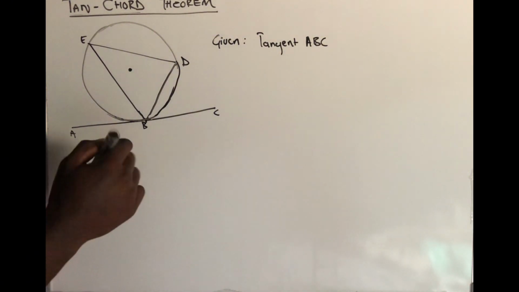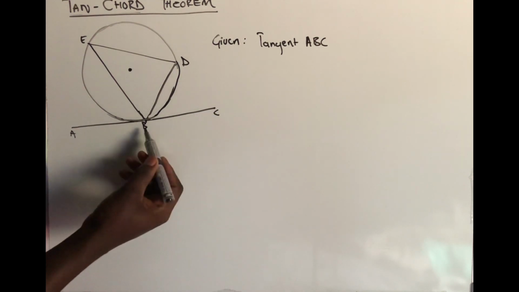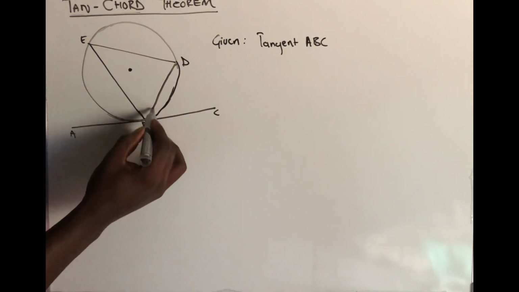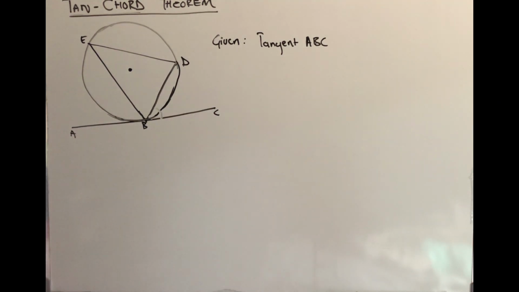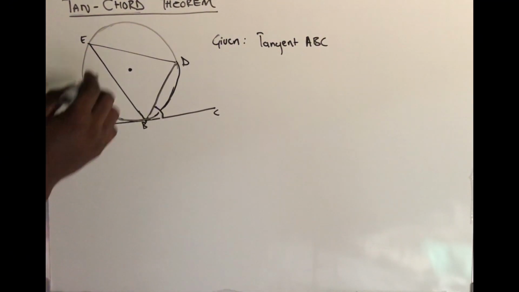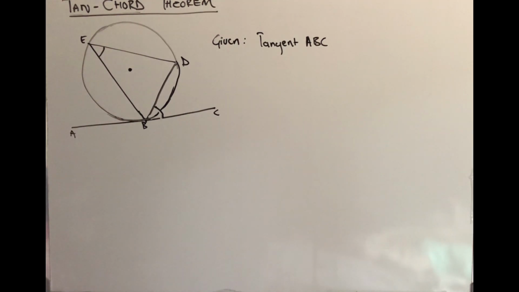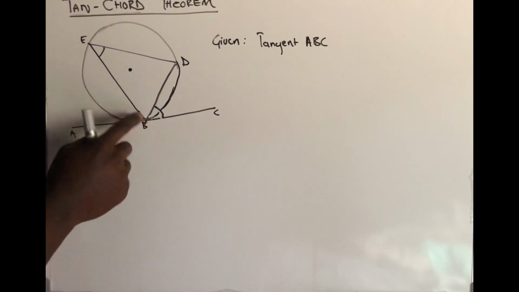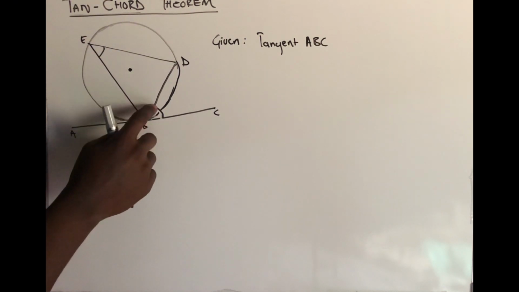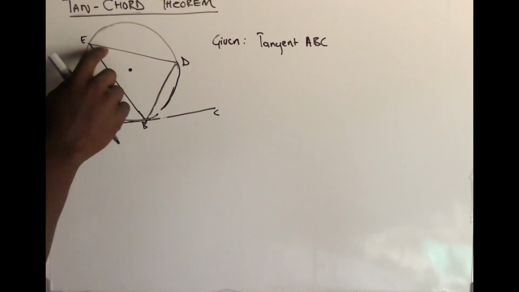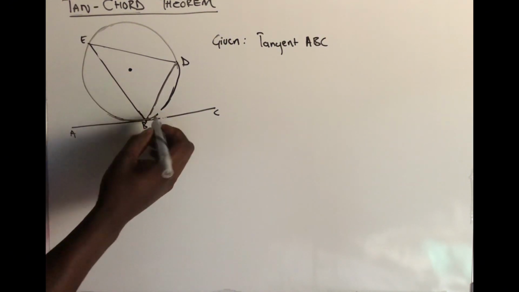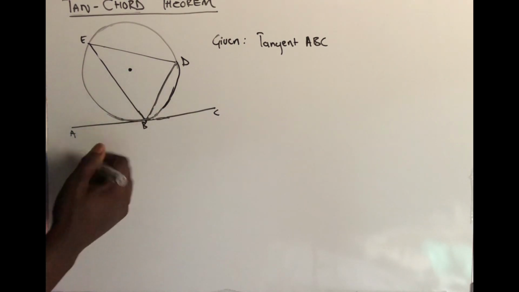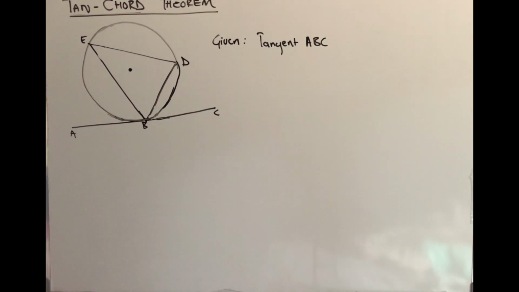So they're saying this angle, you see this angle CBD, this one here, is equal to this one. So this is called a chord. So this angle is equal to this one. So how do we go about proving that this angle is equals to the other one?